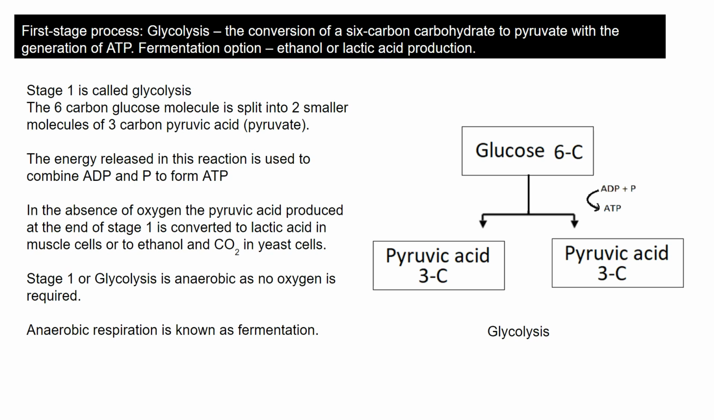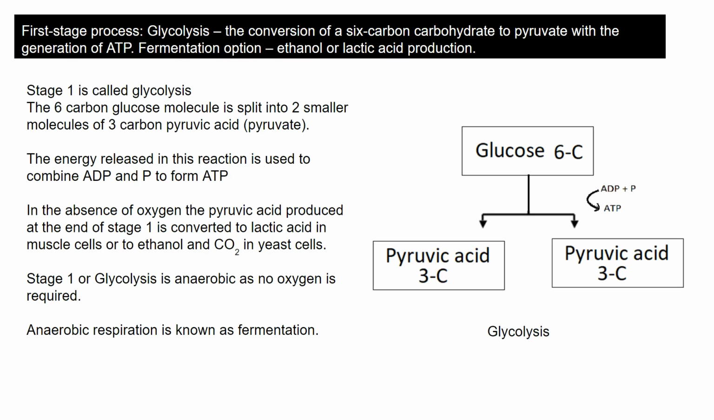The first stage is called glycolysis. Glycolysis literally means the splitting of glucose molecules. So the glucose molecule is split in half into 2 smaller molecules. These smaller molecules have 3 carbons each, so they're known as 3-carbon compounds. They're called pyruvic acid. So glucose is split using enzymes into 2 molecules of 3-carbon pyruvic acid.